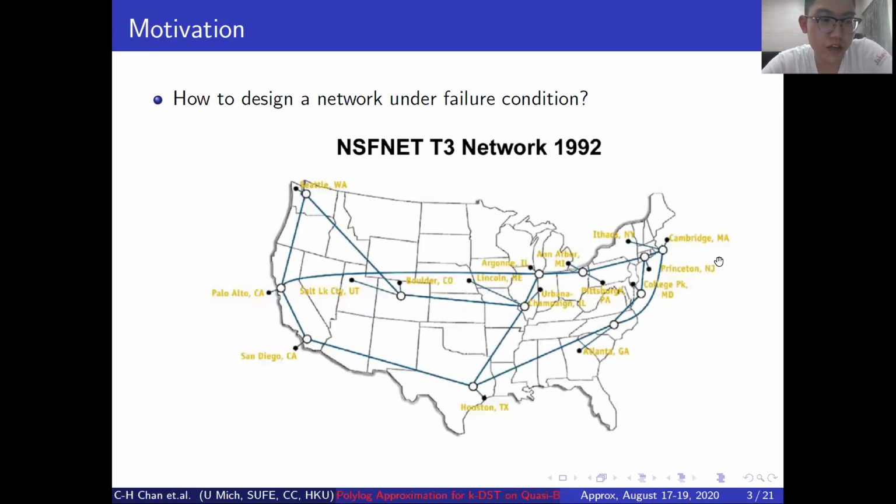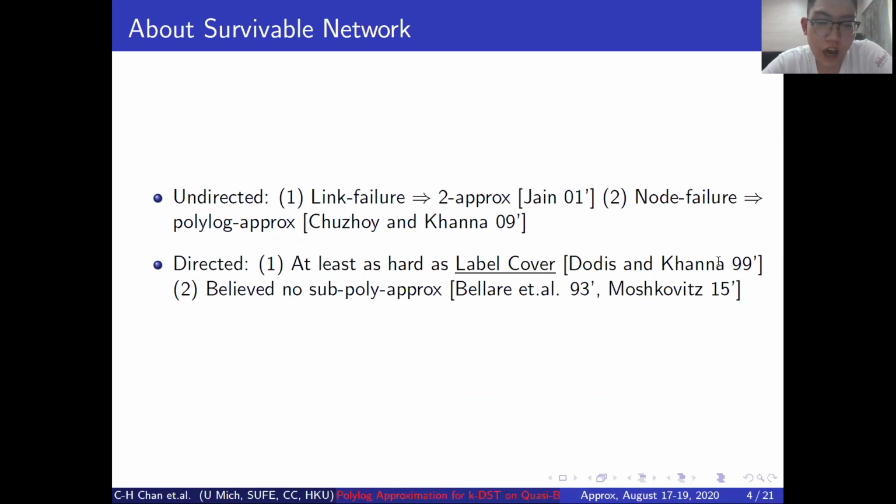An important topic in computer science is that if we want to build or construct a network, we hope this network is strong enough, which means this network can endure some failure conditions, right? For example, if we want to build a network backbone, we hope that this network backbone can satisfy some failure conditions so that it can be more useful. We call this kind of problem the survivable network problem.